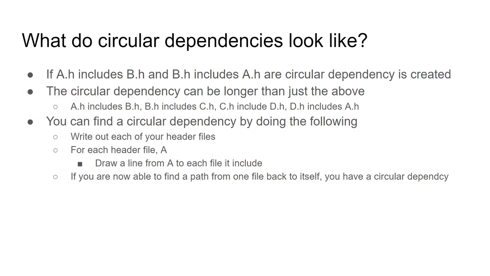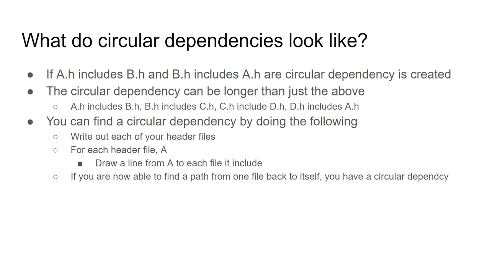A circular dependency looks something like this. A.h includes B.h, and B.h also includes A.h, right? You can see there's a circle. You can go from A to B and from B back to A. This circle could be a little bit longer, though. You might have A includes B, B includes C, C includes D, D includes A, right? And so you're able to get back to A again.